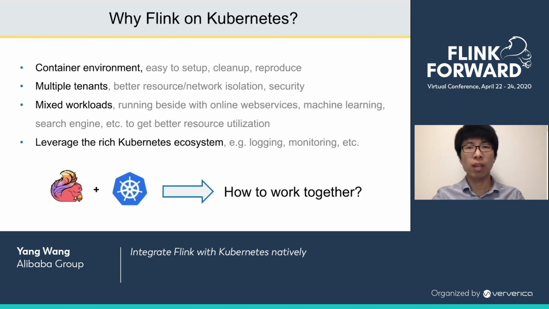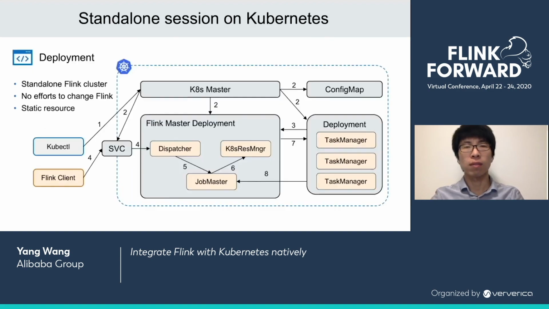Also, we could have better resource utilization. The last one is that we could leverage the fast-evolving Kubernetes ecosystem, including network performance, log collectors, and monitoring. These tools are open source and could be used out of the box. Now, let's see how we could make Flink and Kubernetes work together.